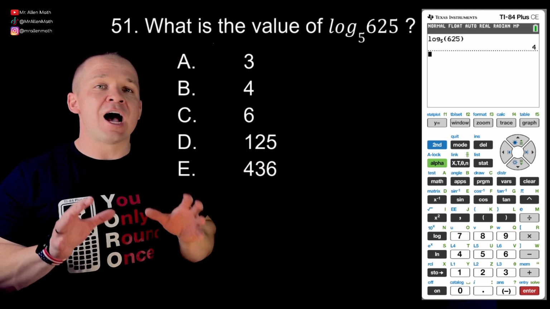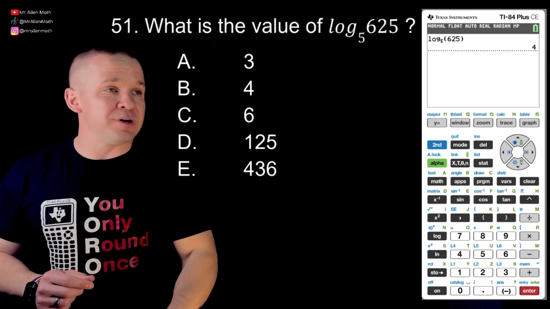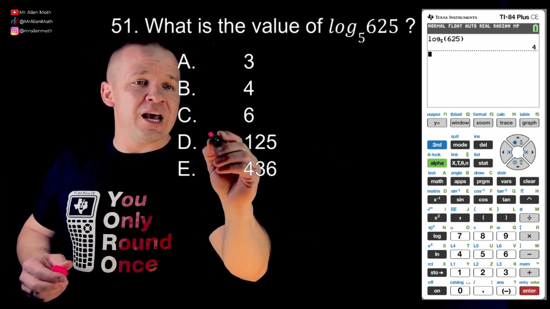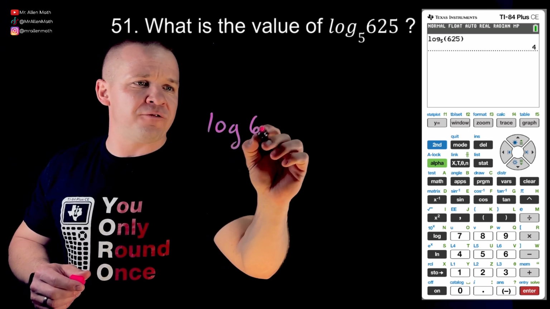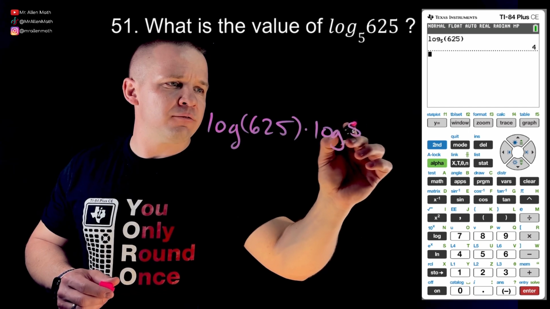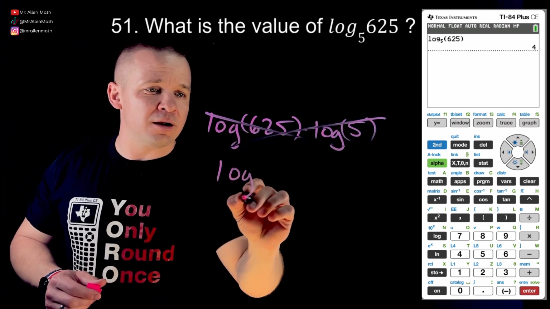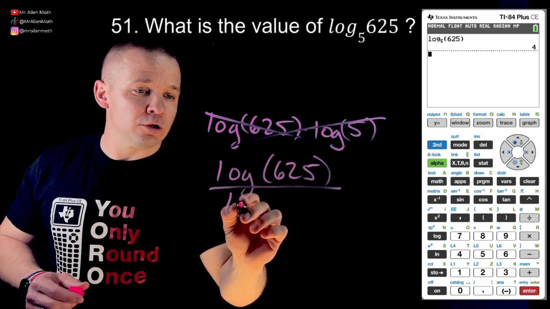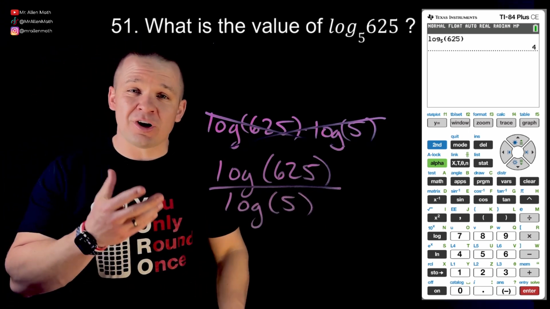However, I have seen this problem worded in a way with different answers. What they do is they have things like this. They have which of the following is equivalent to, and they might write it as log of 625 times log of 5. Well, that's not the right answer. But if you see the answer of log of 625 divided by log of 5, check this out. That is called change of base.